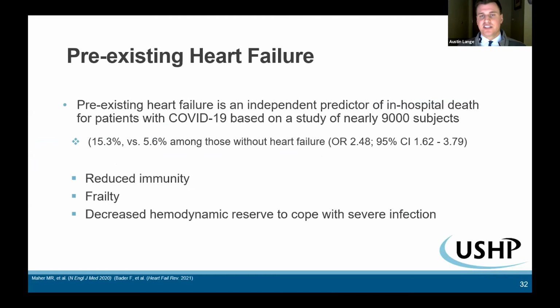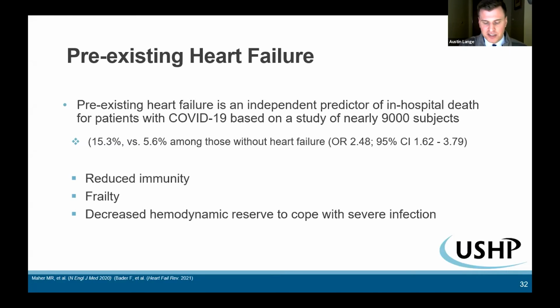Pre-existing heart failure itself is an independent predictor of in-hospital death for patients who have COVID-19. There's a study of over 9,000 patients, 15.6 percent of patients who had heart failure passed away versus 5.6 percent of those who did not have heart failure. So this just speaks volumes to the fact that a patient with existing heart failure is going to be at much higher risk of dying within the hospital.